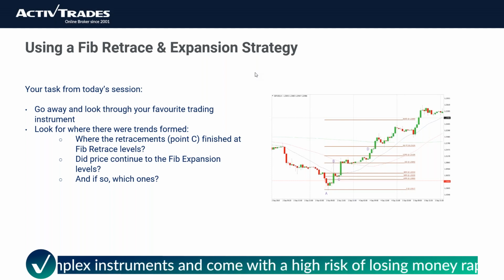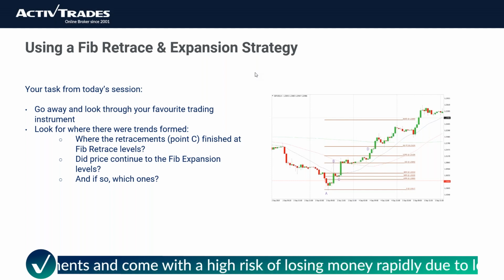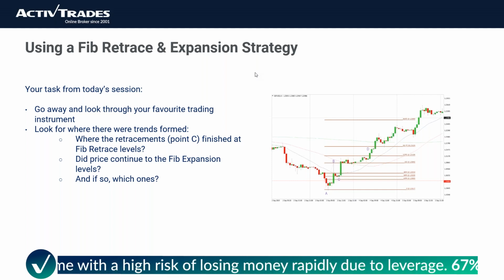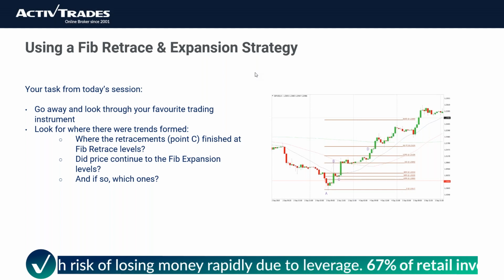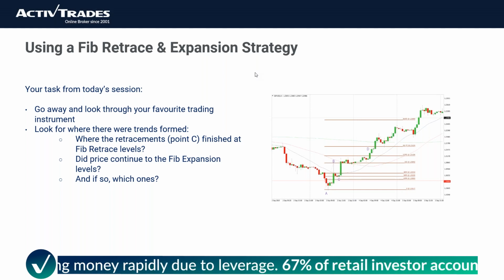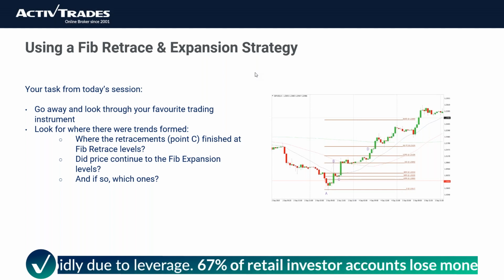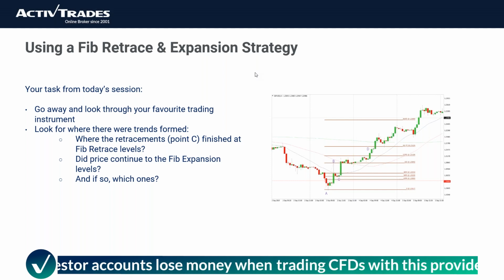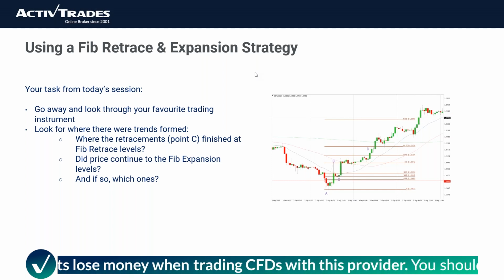Were you able to find points A and B? Were there retracements, point C? Did they finish at retracement levels or zones? And once they did, did price continue to the fib expansion level? And if so, which ones? Where did it work better, on uptrends or downtrends?